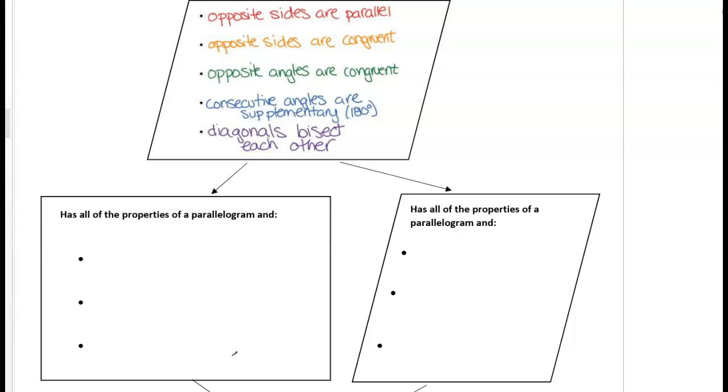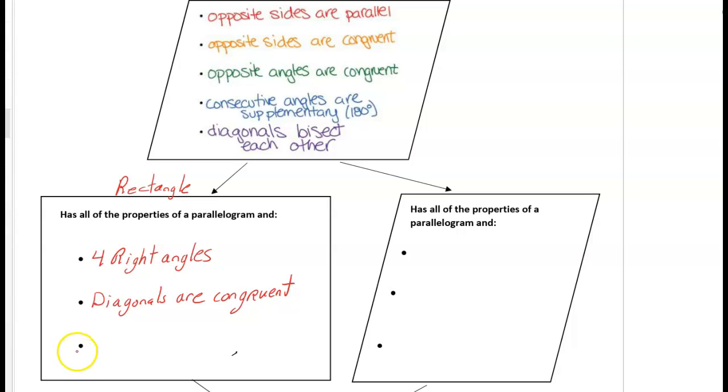If we go back to our notes page, which is page 10, the special properties of a rectangle, I'm going to label this rectangle. It has 4 right angles. The second property is the diagonals are congruent. Again, it gets all of the properties of the parallelogram. In addition, it gets these 2 properties. This third bullet should not be there.